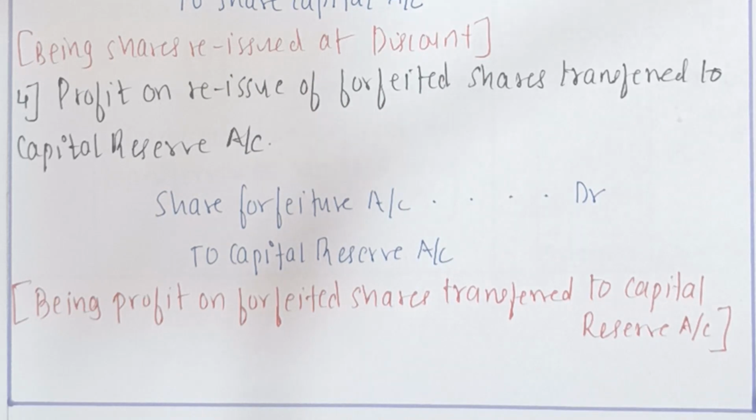And the last entry, this is the most important entry: profit on reissue of forfeited shares transferred to the capital reserve account. In any sum in which you have a reissue entry, this is the last entry with which you have to finish off your sum. You have to transfer the profit on reissued forfeited shares to the capital reserve account. So this is share forfeiture account debit to capital reserve account, and the narration is being profit on forfeited shares transferred to capital reserve account.